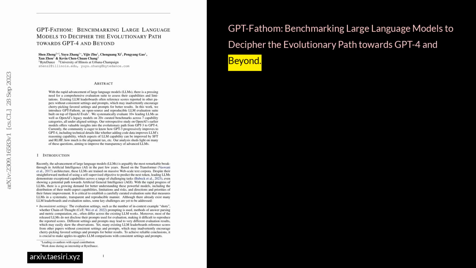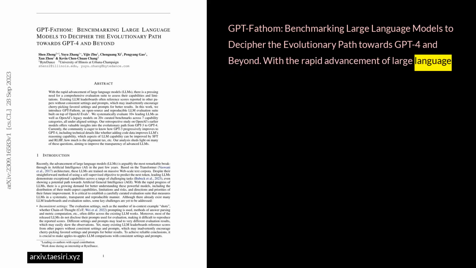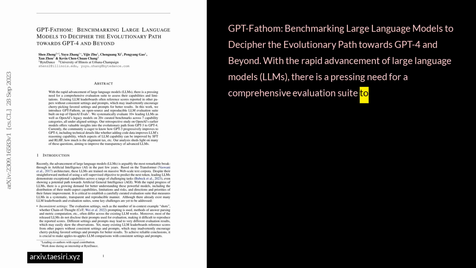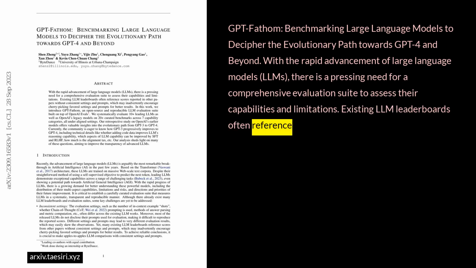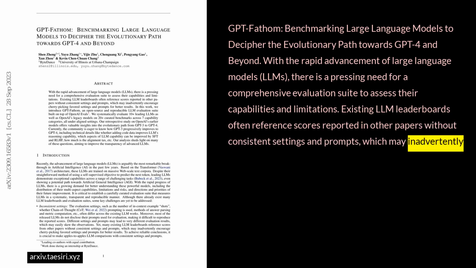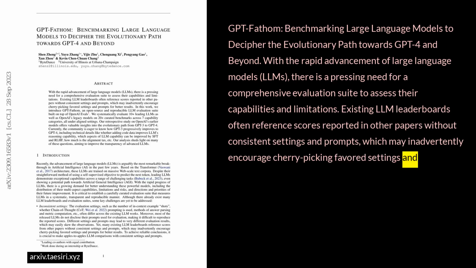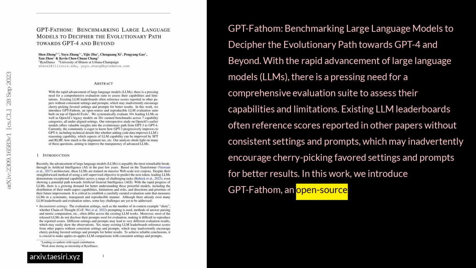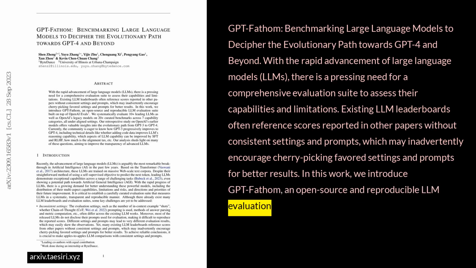GPT-Fathom, benchmarking large language models to decipher the evolutionary path towards GPT-4 and beyond. With the rapid advancement of large language models, LLMs, there is a pressing need for a comprehensive evaluation suite to assess their capabilities and limitations. Existing LLM leaderboards often reference scores reported in other papers without consistent settings and prompts, which may inadvertently encourage cherry-picking favored settings and prompts for better results. In this work, we introduce GPT-Fathom, an open-source and reproducible LLM evaluation suite built on top of OpenAI evals.